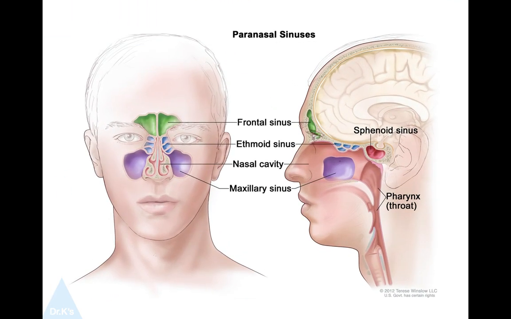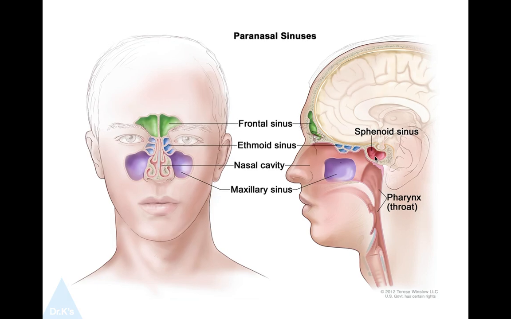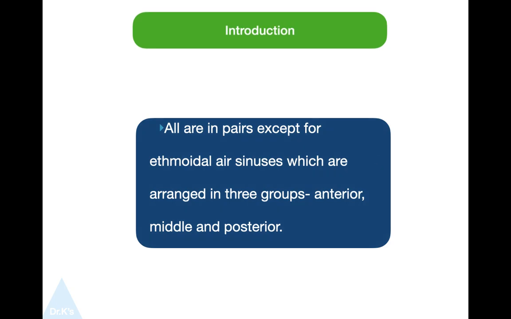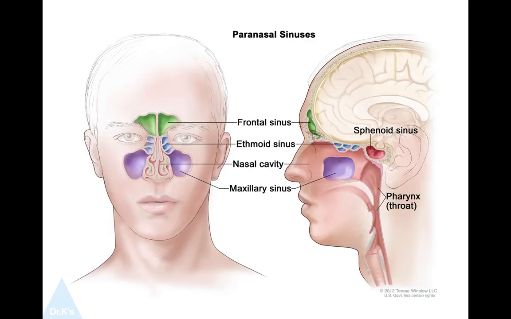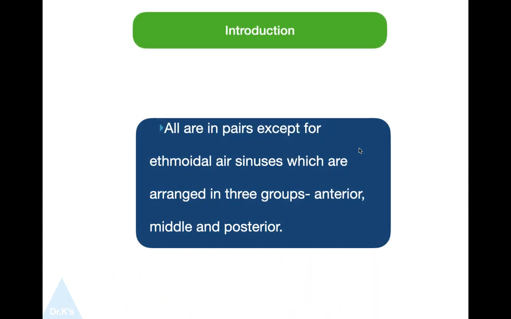What are the 4 paranasal air sinuses? Frontal air sinus, contained in the frontal bone, ethmoidal air sinus, maxillary air sinus, and behind, if you see, in the body of the sphenoid bone, are the sphenoidal air sinuses. Among these, all the sinuses are paired except for the ethmoidal air sinuses, which are arranged in 3 groups. You can see here anterior, middle, and posterior groups.